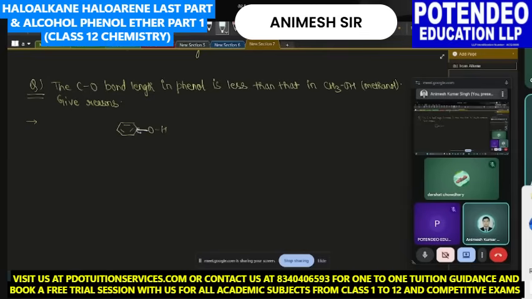Here carbon is bonded to oxygen. And in methanol also, this is the structure of methanol, CH3OH. Here also you are having a carbon oxygen bond, this one. Can you see this? So in phenol you are having a carbon oxygen bond, and in alcohol also you are having a carbon oxygen bond.